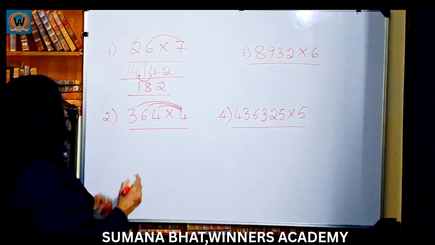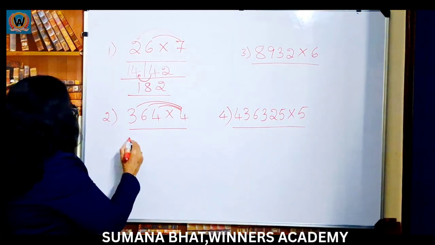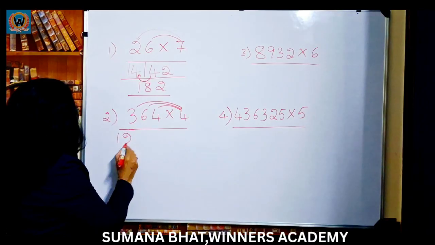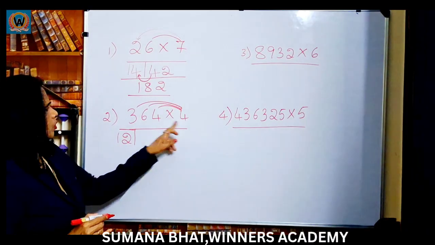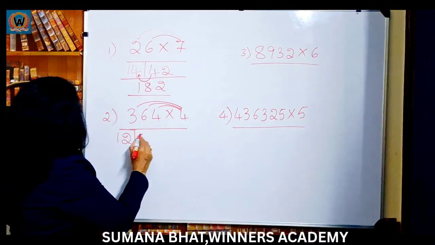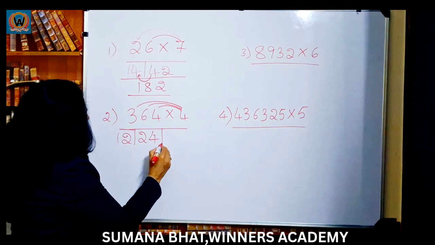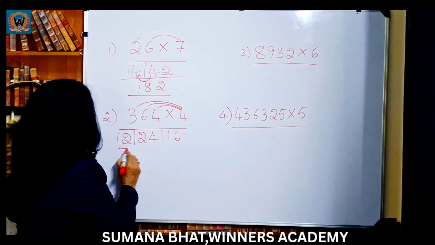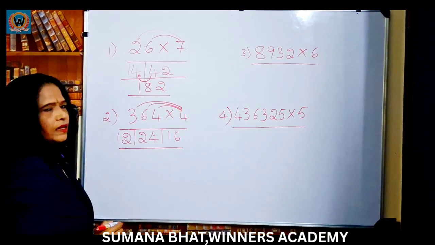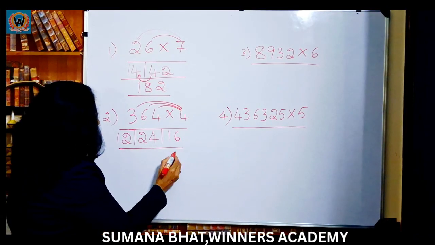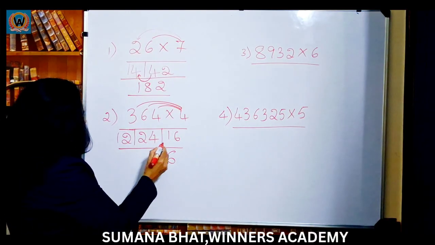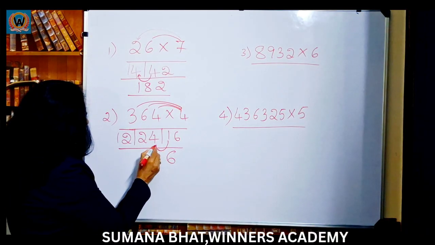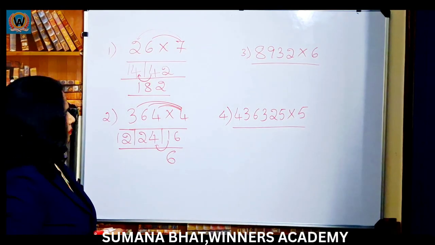First one is 4 multiplied by 3. 4 3s are 12. Draw a line. 4 multiplied by 6. 4 6s are 24. Draw a line. 4 4s are 16. Draw a line. Now what to do? Write the units place number as it is. The tens place you add to the next number.